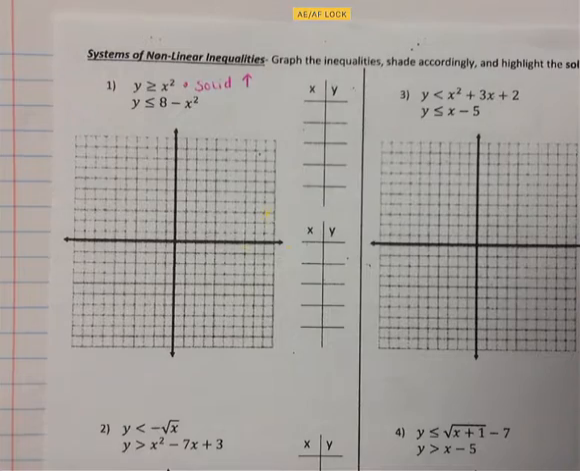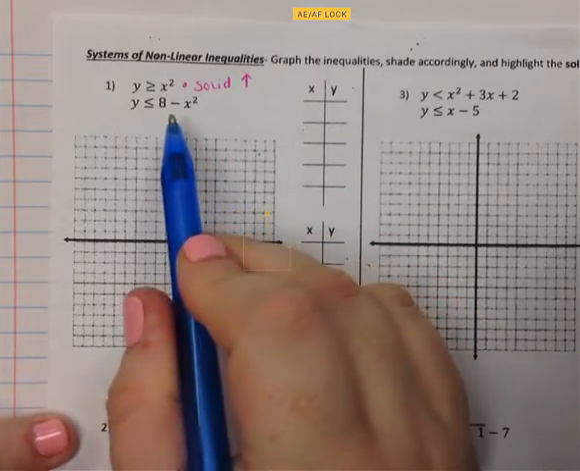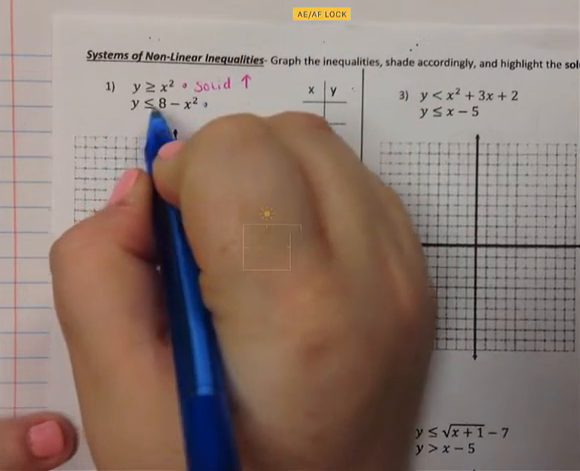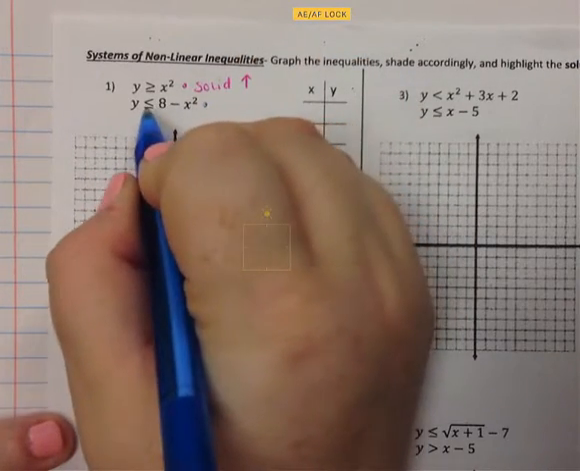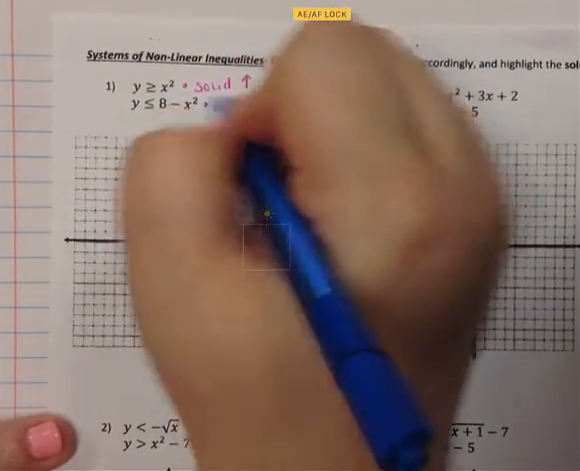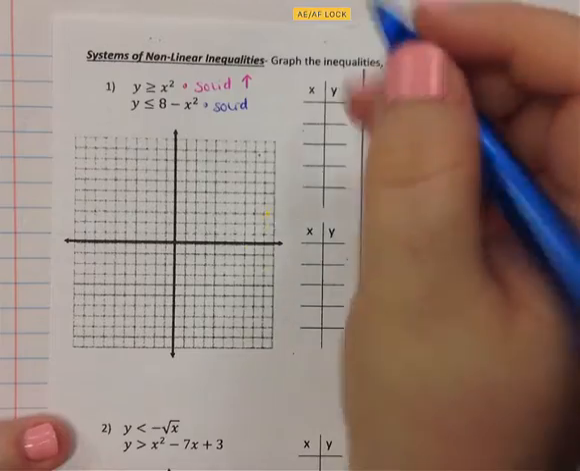On my second one, I'm going to graph in my blue. I can also see that this is a solid parabola, since it is a parabola. It will be solid because it's less than or equal to. And because it's less than or equal to, it's going to shade down.